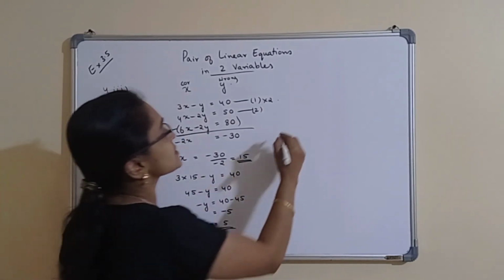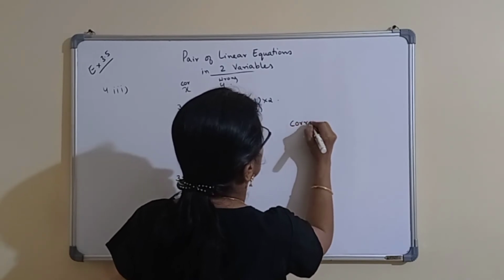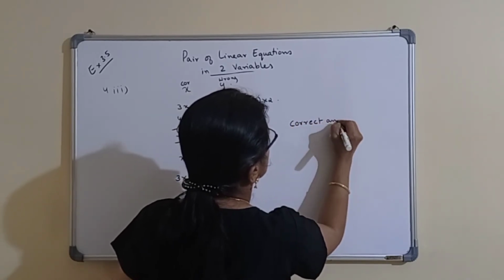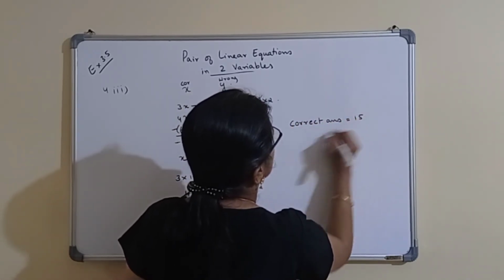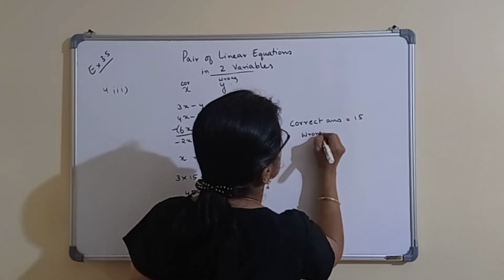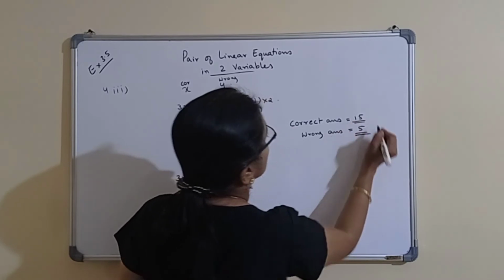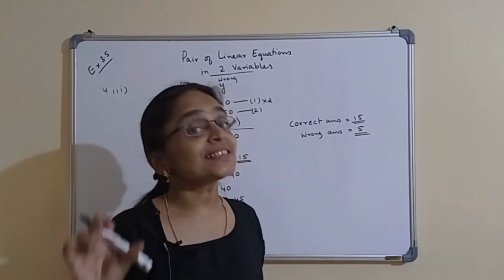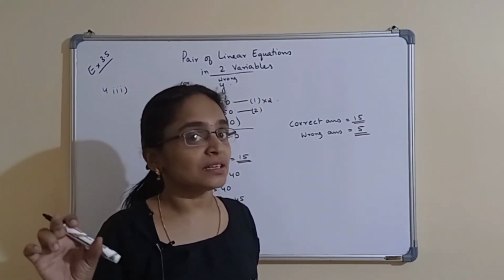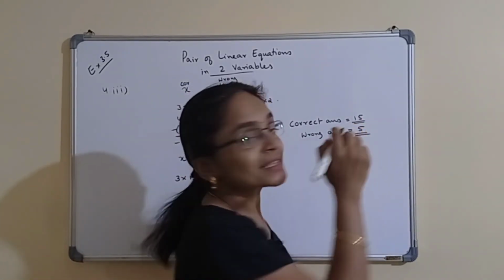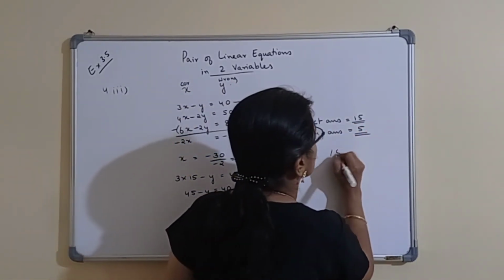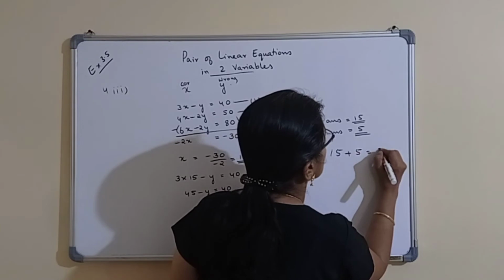Number of correct answers is 15 and number of wrong answers is 5. And the question is, how many questions were there in the test? 15 plus 5, which is equal to 20.